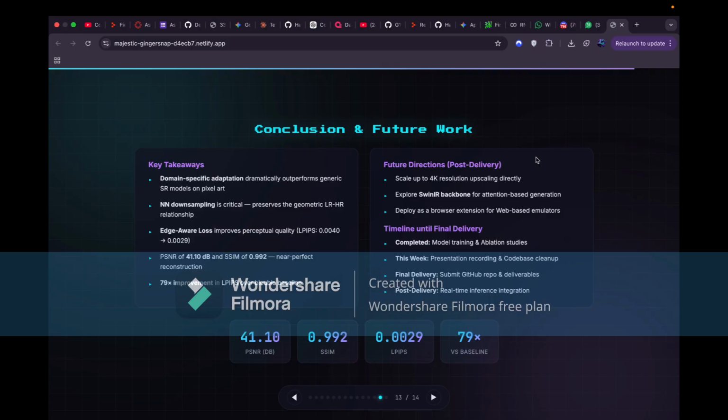Regarding our timeline until final delivery, the model training and ablation studies are fully complete. This week we will finish recording this presentation video and clean up the code base for final submission. For future work post-delivery, we are looking at direct 4K upscaling and deploying the model as a lightweight browser extension for web-based retro game emulators.